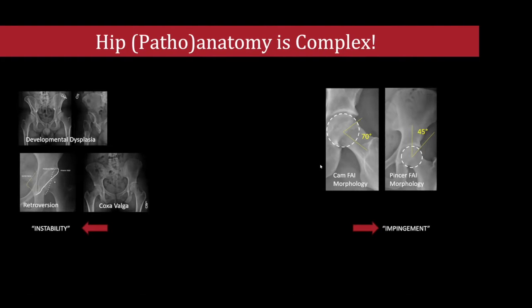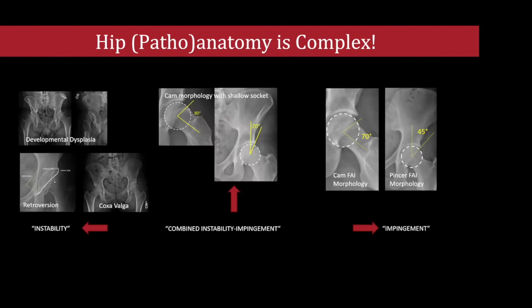So you might ask, okay, if you're in the middle, are you normal? The answer is not necessarily, because there's combined instability and impingement. In this particular patient, we see a high alpha angle, about 80 degrees, and borderline dysplasia at 20 degrees for the ACEA.